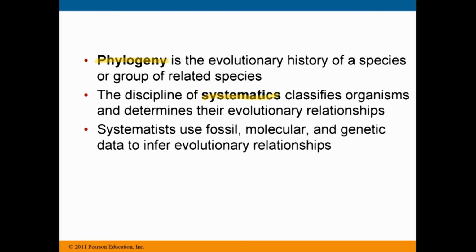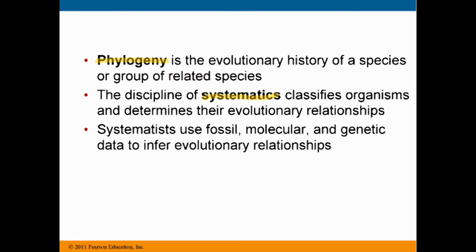You might want to start another sheet just of definitions so that you can build some flashcards or however you wish to do your study skills. So phylogeny is the evolutionary history of a species or a group of related species. So with phylogeny, you're looking at how these groups are related to one another, but you're also looking at the evolutionary history and that common ancestor that exists at some point in time.